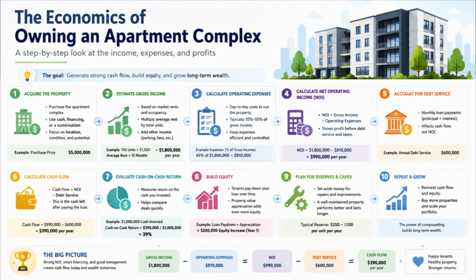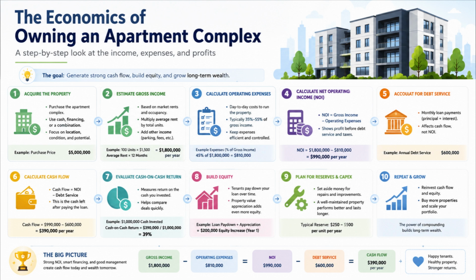Cash flow is the money left after paying operating expenses and loan payments. The formula is NOI minus debt service. In this example, $990,000 minus $600,000 leaves $390,000 per year in cash flow. This is the money available to the investor before taxes and before any major extra improvements.